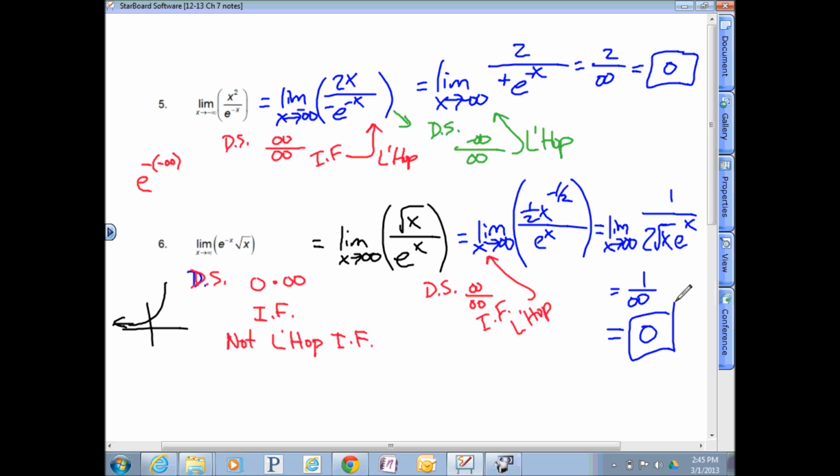But the moral of the story on that last one is that when you first try direct substitution, if L'Hopital's rule doesn't fit, you've got to get it into that form before you can apply L'Hopital's rule. So that is our absolute last lesson.